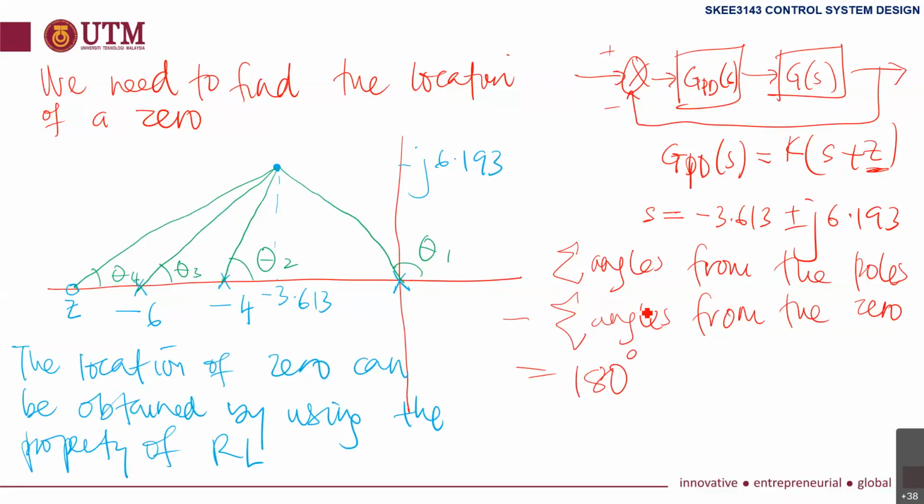By looking at the root locus diagram here, we can say that theta 1 plus theta 2 plus theta 3 minus theta 4 equals 180 degrees. So of course, the next task is to calculate all the angles: theta 1, theta 2, theta 3. After that, we can calculate theta 4.